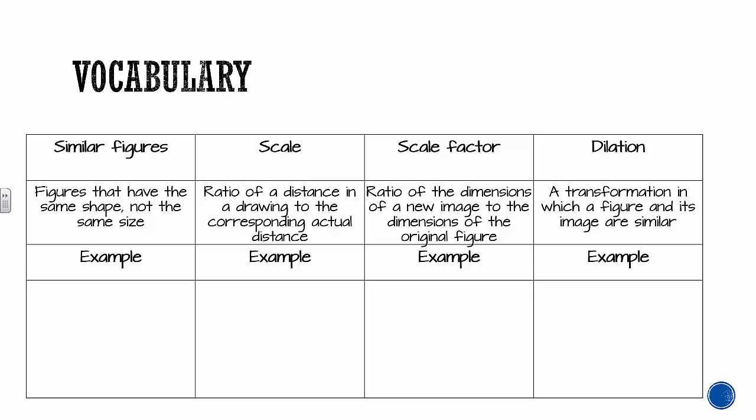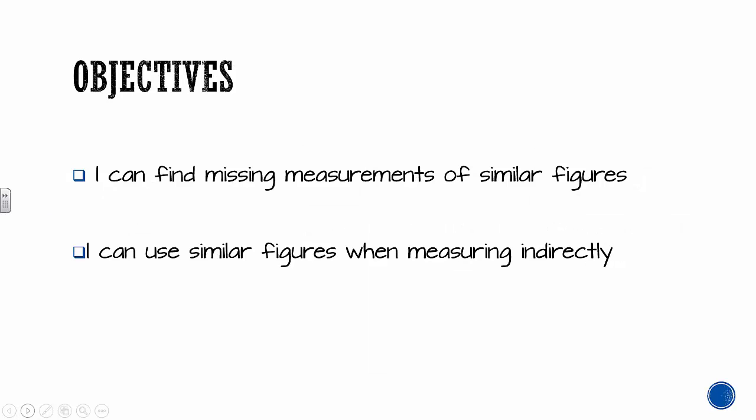A scale factor is a ratio of the dimensions of the new image to the dimensions in the original figure. And a dilation is a transformation in which a figure and its image are similar. So by the end of this lesson, you should be able to find the missing measurements of similar figures, and you should be able to use similar figures when measuring indirectly.